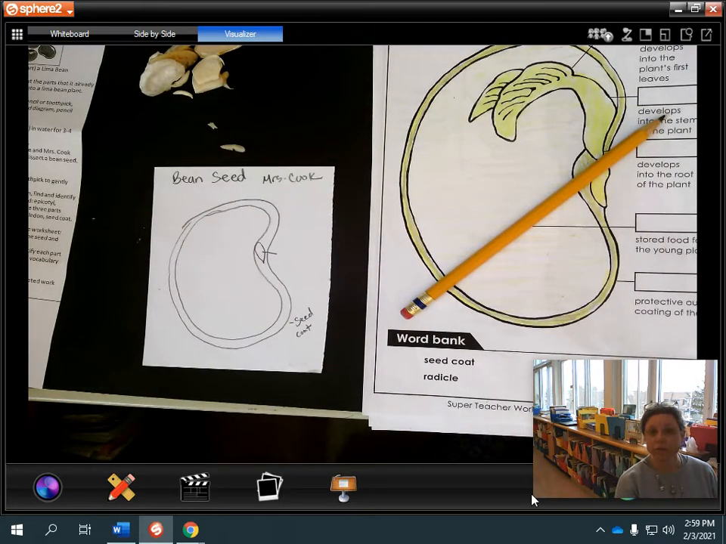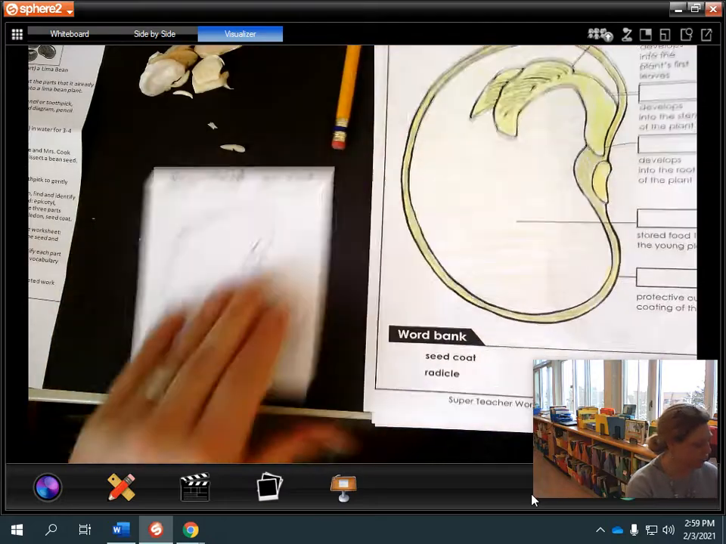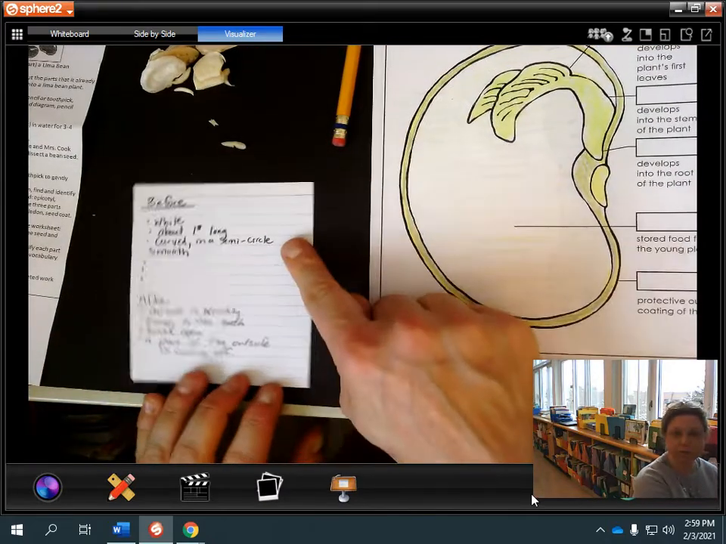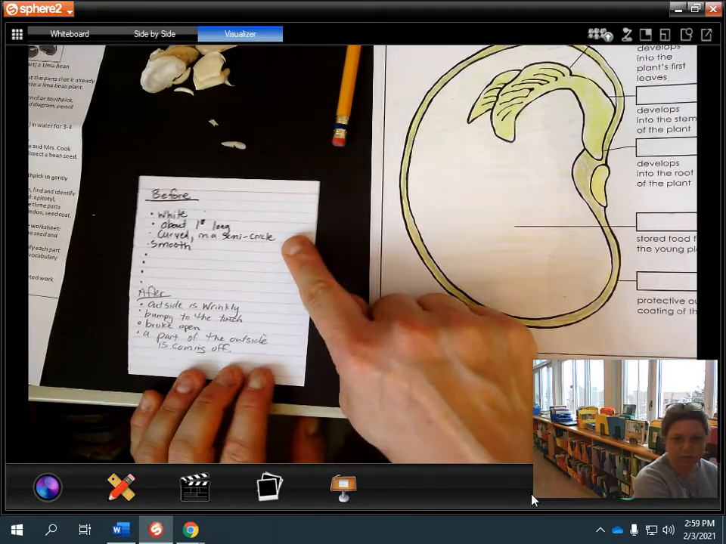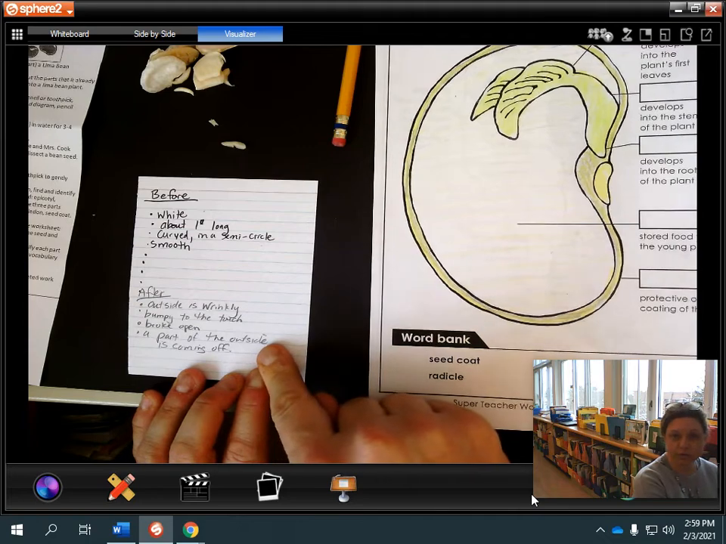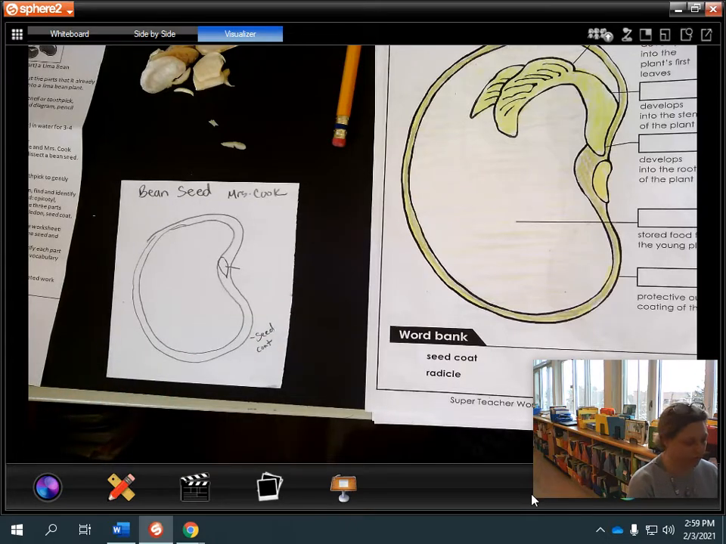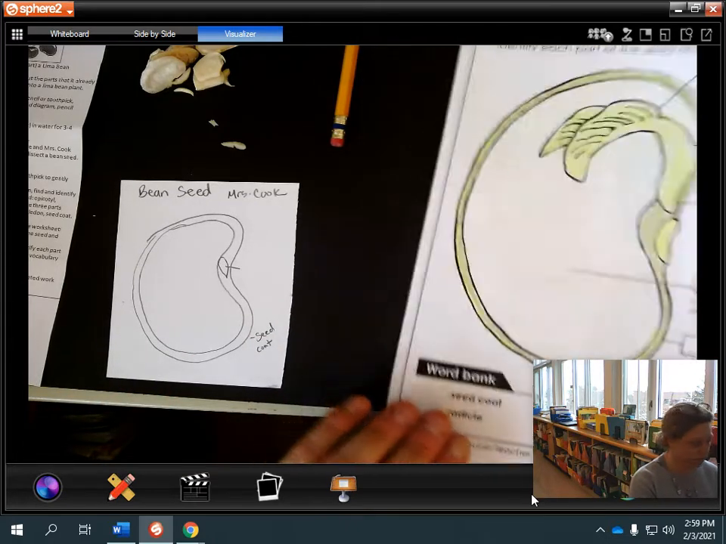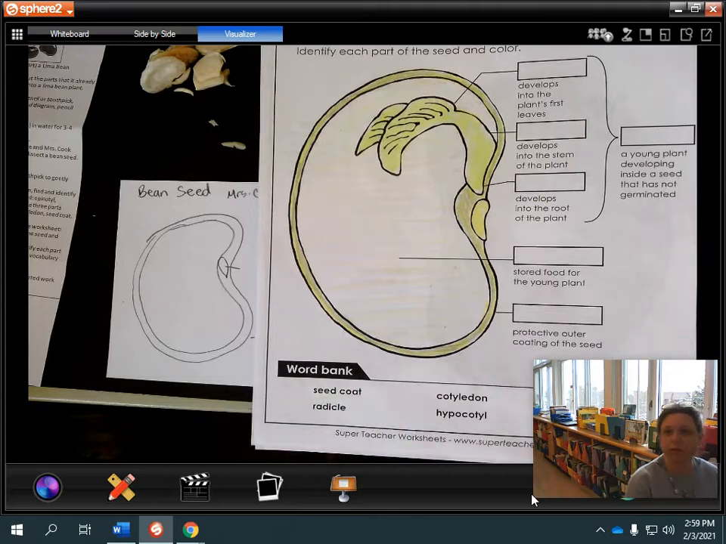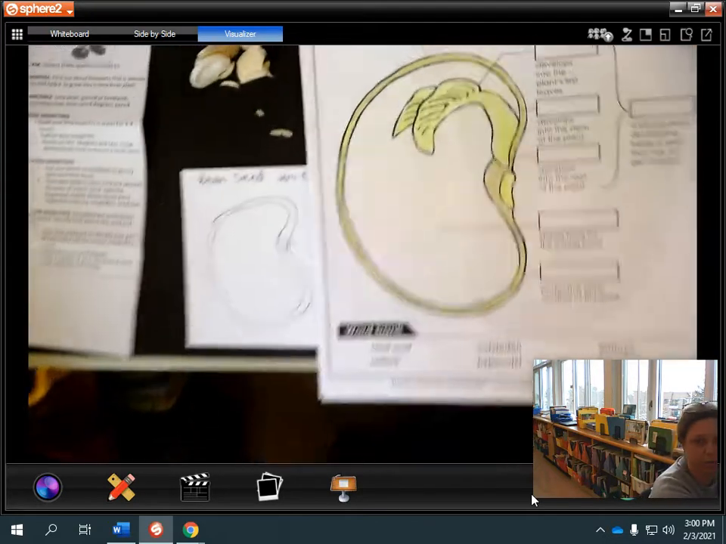So ladies and gentlemen, I hope that you enjoy dissecting your bean seed. Your job is to observe the bean seed before you soak it, observe the bean seed after you soak it, take the bean seed apart and identify the different parts of the bean seed, and practice using your vocabulary of the different parts of a plant.